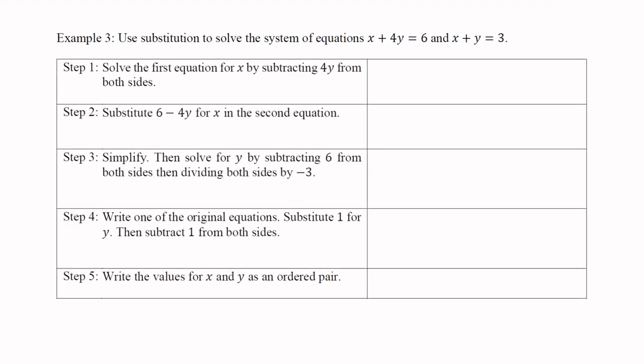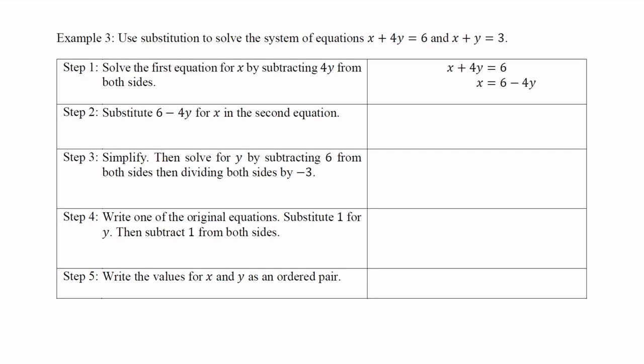For this example, we have neither equation solved for a variable. So I'm going to solve the first equation for x. It doesn't have to be solved for y. You can solve it for x if you want to. And the reason I'm doing that is because x is already by itself. It doesn't have a coefficient. So I'm going to subtract 4y from each side and get that x is equal to 6 minus 4y.